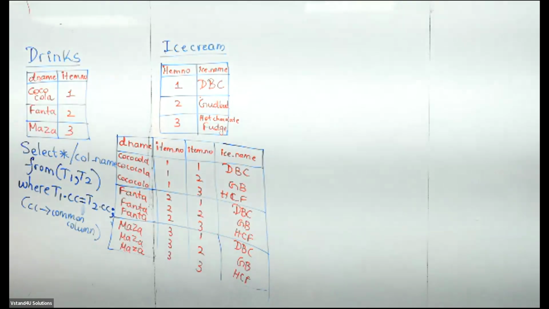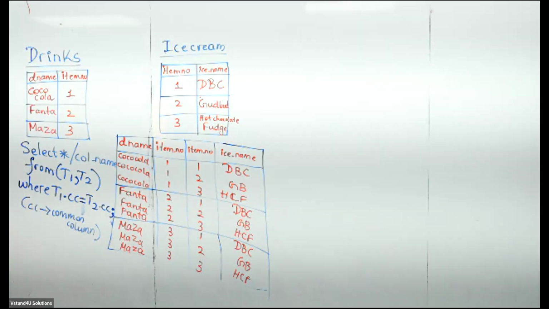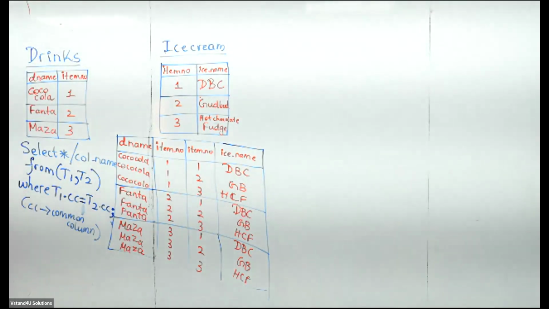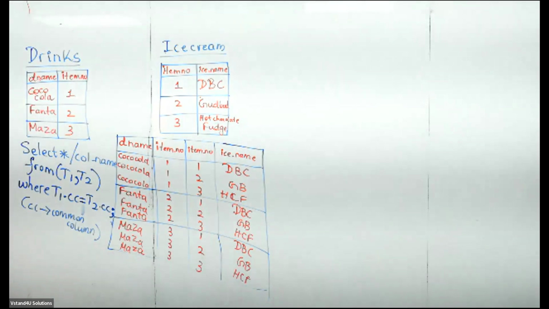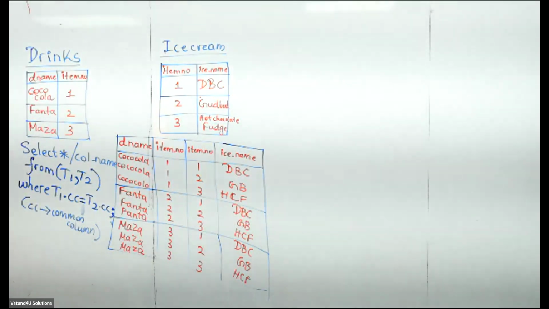Why am I telling two syntaxes? One is ANSI syntax, and another one is Oracle syntax. Which one will you use, Oracle syntax or ANSI syntax? Why will you use Oracle syntax?